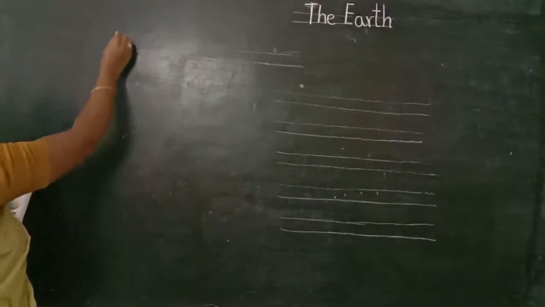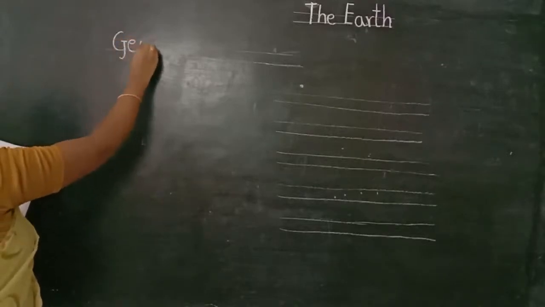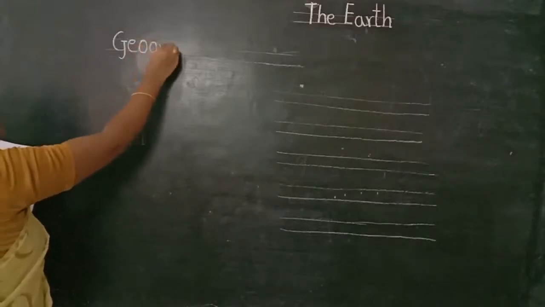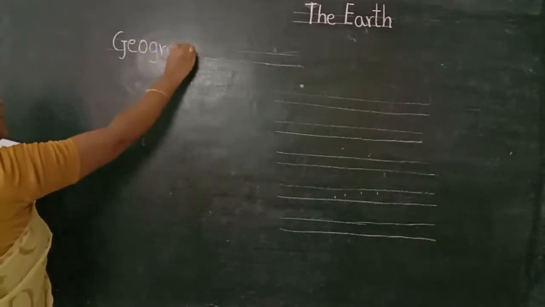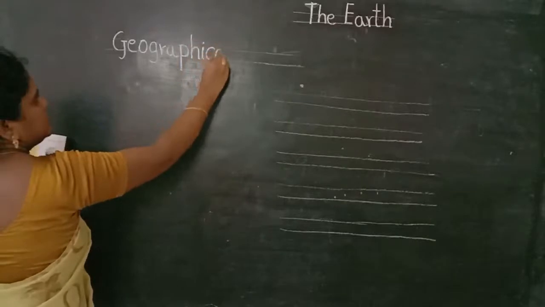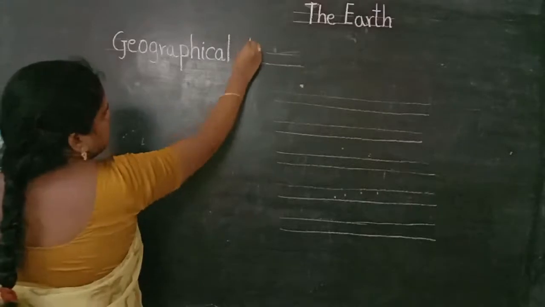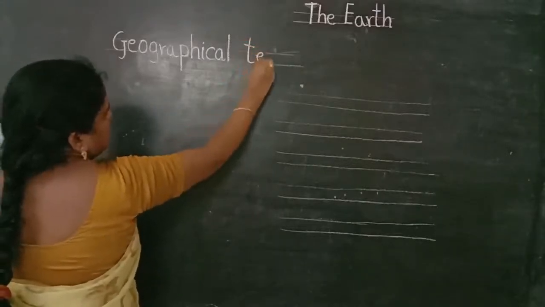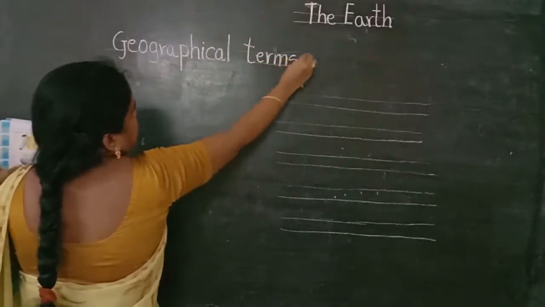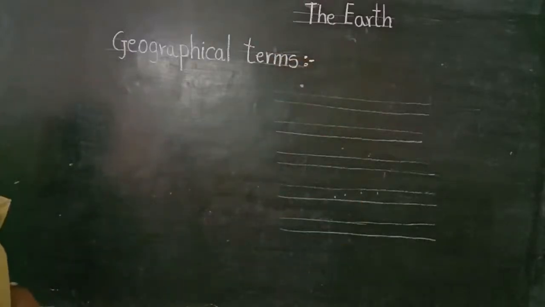Geographical terms, children. G-E-O-G-R-A-P-H-I-C-A-L. Geographical terms. T-E-R-M-S. Terms. What are the geographical terms, children?